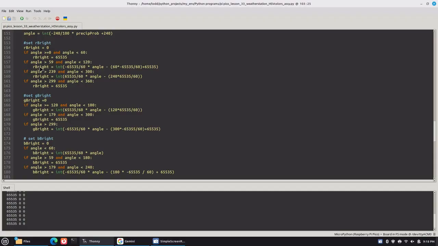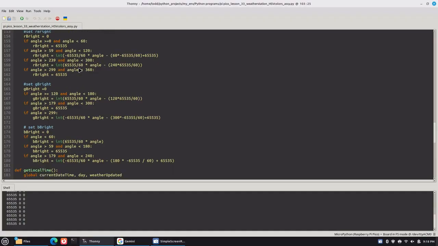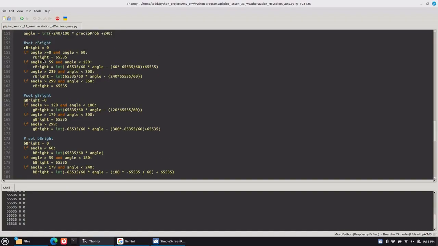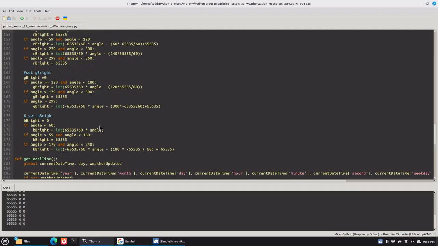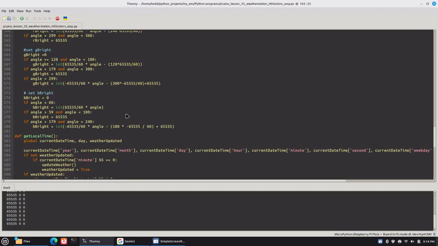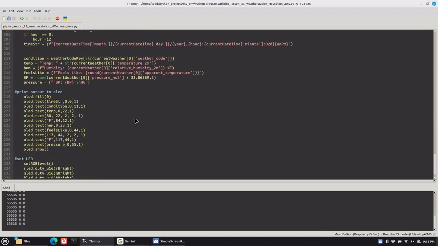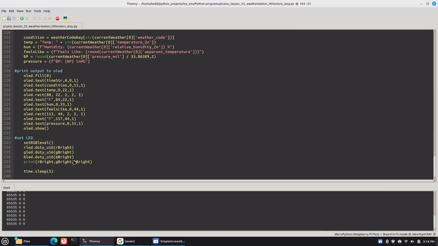Again, using the whole line mapping formula that we used in the past. So I have that for R bright, G bright, and B bright, based on which angles they're transitioning. And then down at the bottom, I've changed my if statements for setting the RGBs based on percentage probability, just to be basically setting them based on R bright, G bright, and B bright. And then I do print them down here just to be able to show you.